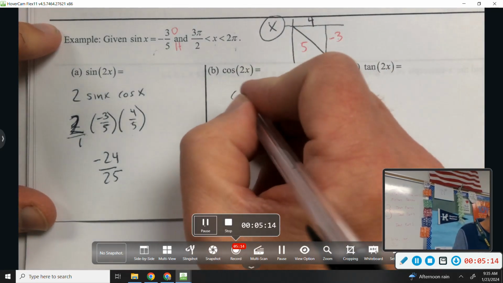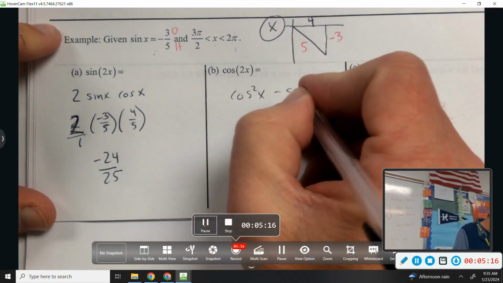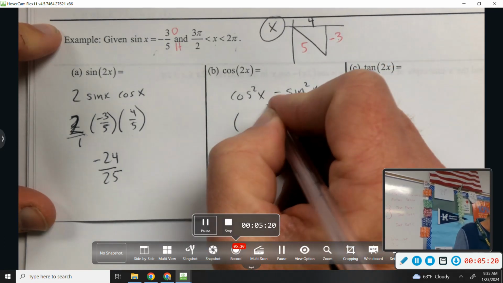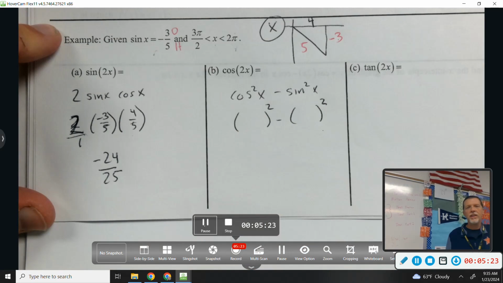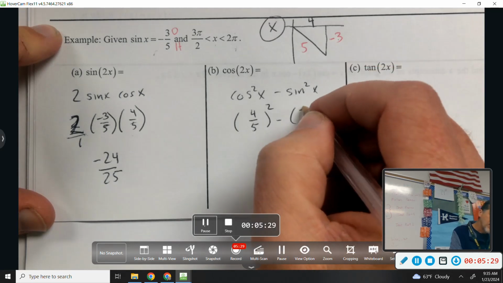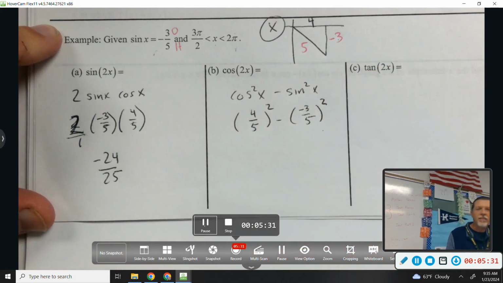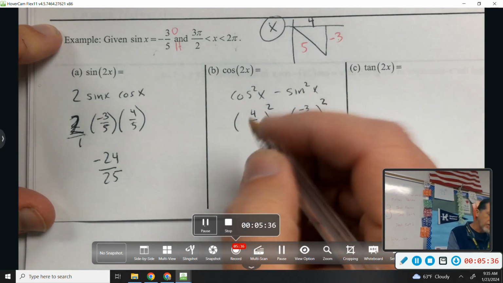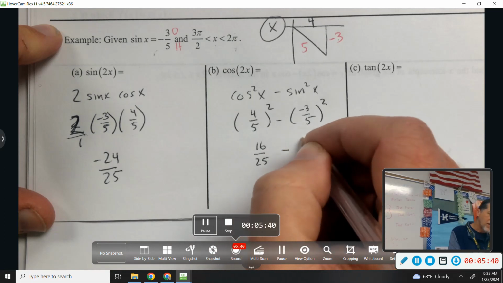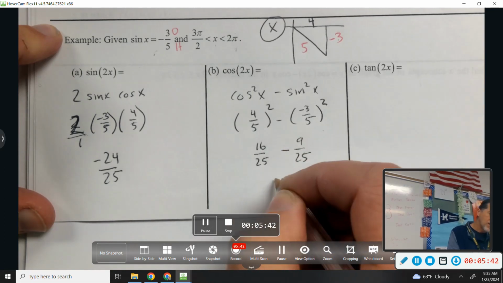Cosine of 2x is cosine squared minus sine squared. Be careful. Remember, that means you square the cosine and square the sine. Cosine is 4/5. Sine is negative 3/5. Of course, the negative is going to be wiped out by the squaring. 16/25 minus 9/25 is 7/25.